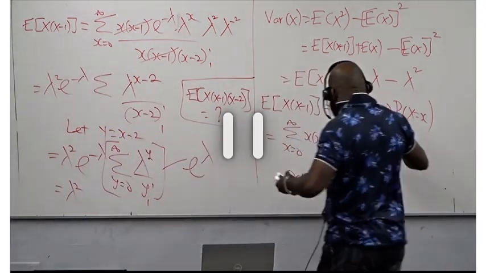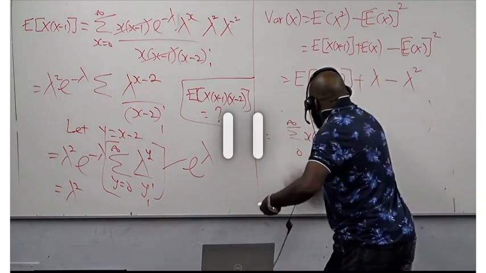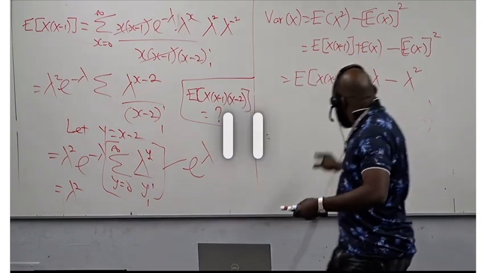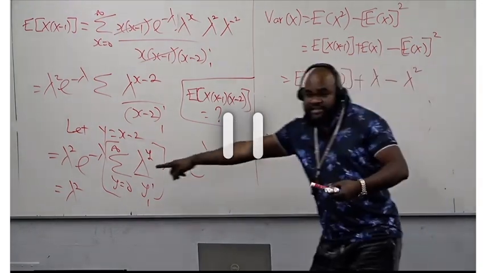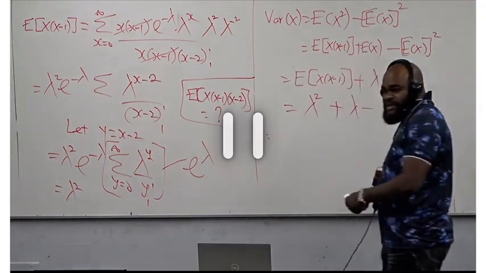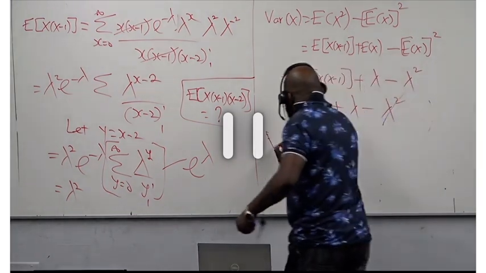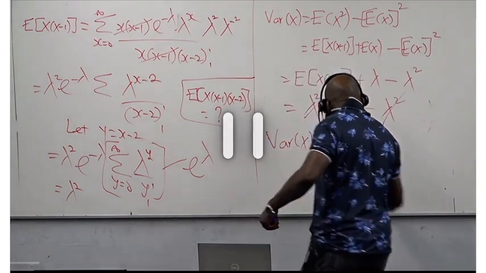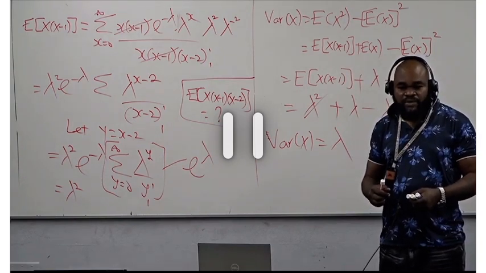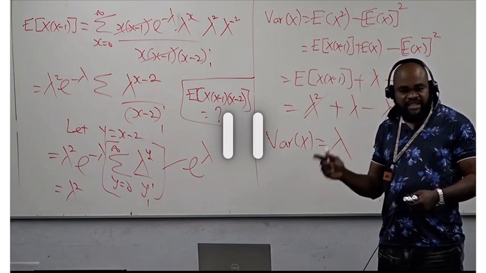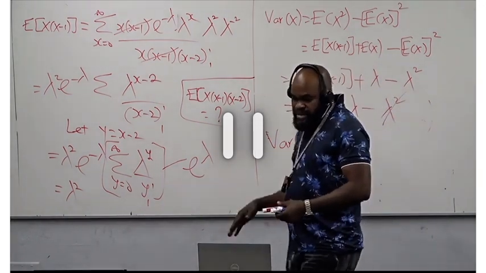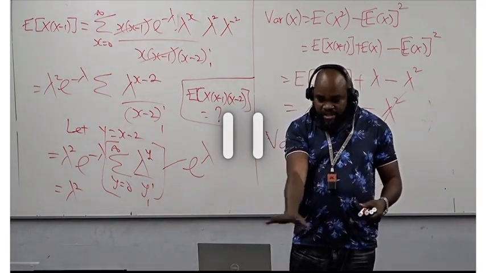Right now, I want to come back here. We've already gotten that to be lambda squared, right? We're going to plug that in: lambda squared plus lambda minus lambda squared. What happened? So the variance of x is also lambda. So the Poisson distribution has the same expression for the mean and the variance. Expected value of x is lambda. The variance of x is also lambda. Okay, now that is that. The calculation example is on the lecture slide.